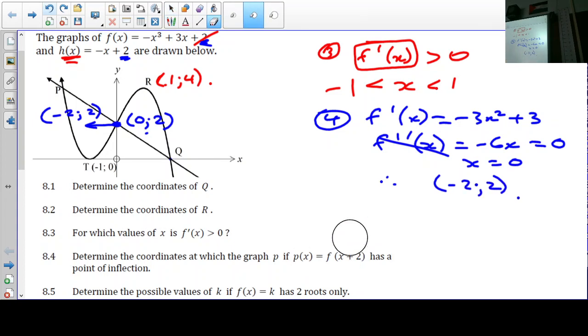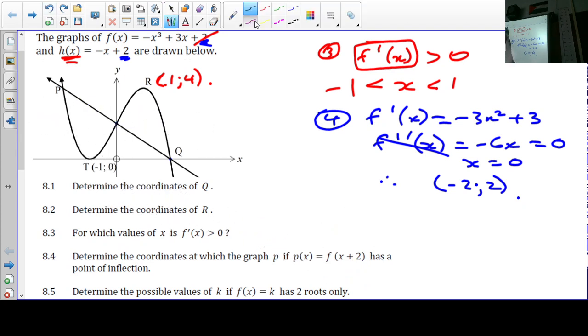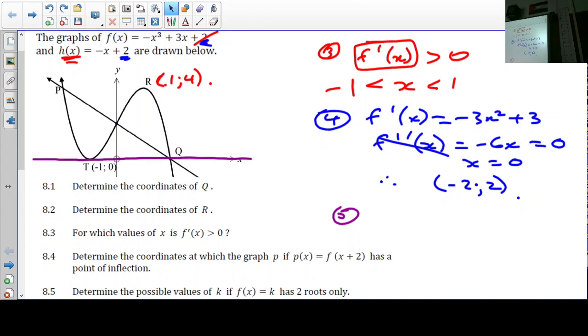Let's look at question 5. The question says determine the possible values of k if f of x equals k has 2 roots only. For it to have 2 roots, roots are basically x values. As it's going through here, it has 2 roots there, bouncing off the x-axis. So k is equal to 0.